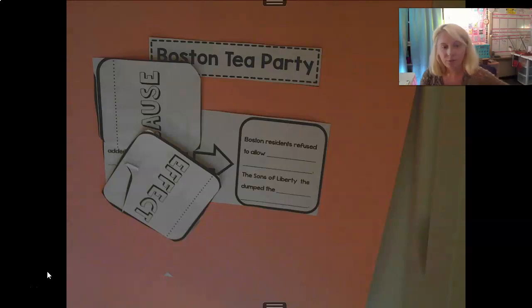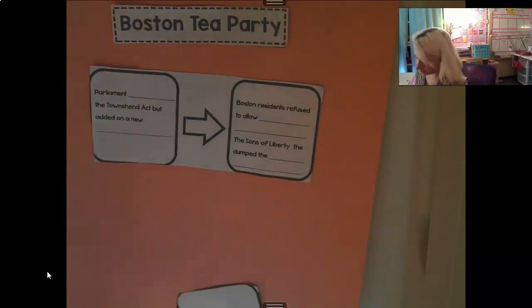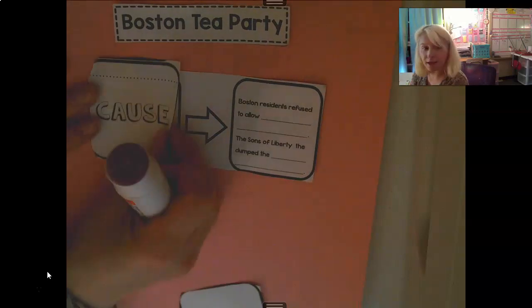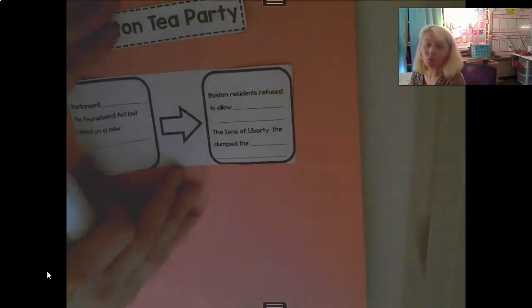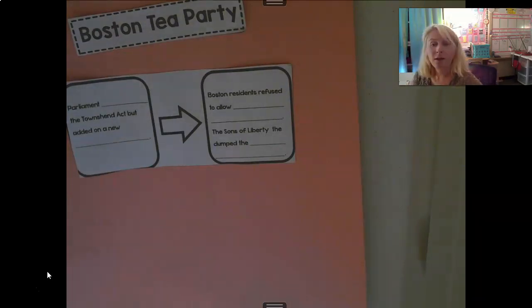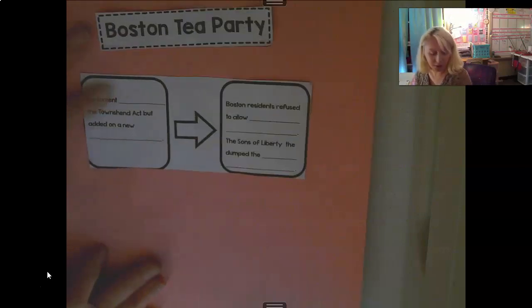Okay, so let's glue this down. Let's glue the title, Boston Tea Party. Let's glue the bottom. And then I'm going to fill this in, and I'll put the cause tab over the cause and the effect tab over the effect. So we already have talked about what cause and effect is. We know that when one thing leads to another, the cause results in the effect. The effect happens because of the cause. Alright, this is mad crooked, but it's okay.